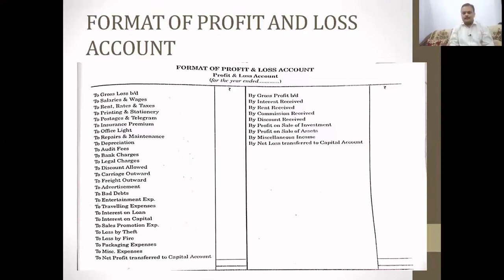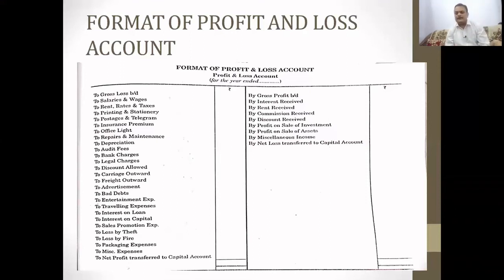After the preparation of this trading and profit and loss account, you have to compare the credit balance with the debit balance. If the credit balance is more than the debit balance, the result will be net profit. If the debit balance is more than the credit balance, the result will be net loss. In both cases, the result is transferred to the capital account.